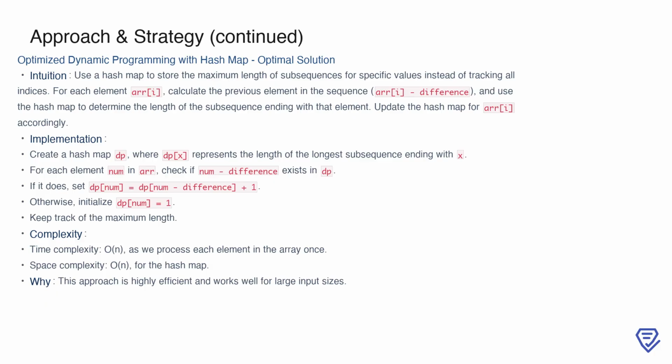Specifically, we maintain a hash map where dp[x] represents the length of the longest subsequence ending with x. For each number in the array, if number minus difference exists in the hash map, we update dp[number] to be dp[number minus difference] plus 1. Otherwise, we initialize dp[number] to 1. Throughout this process, we track the maximum length of any subsequence. This approach is highly efficient, with a time complexity of O(n) and a space complexity of O(n), making it well suited for large input sizes.